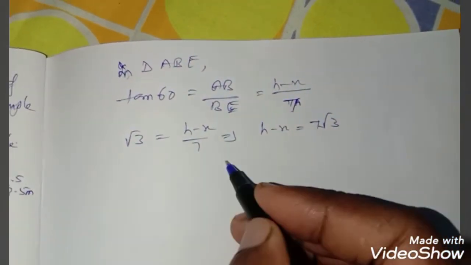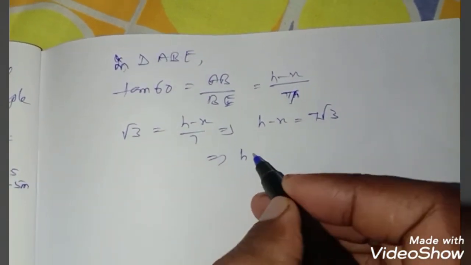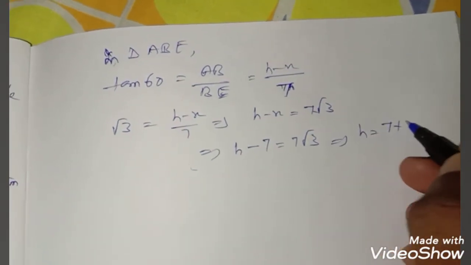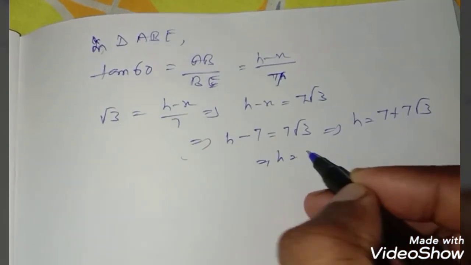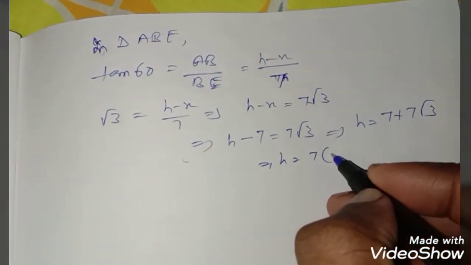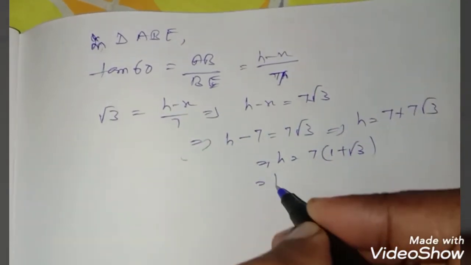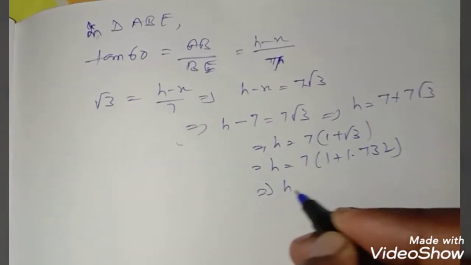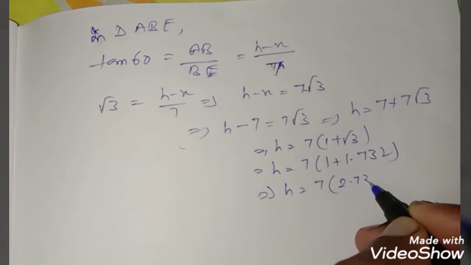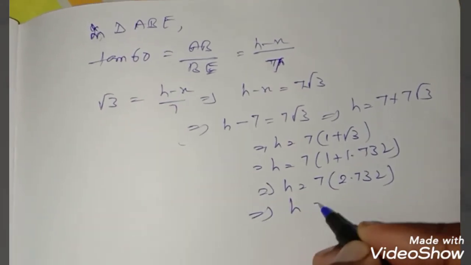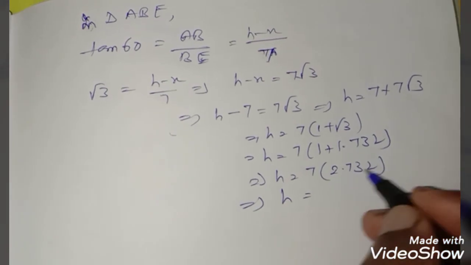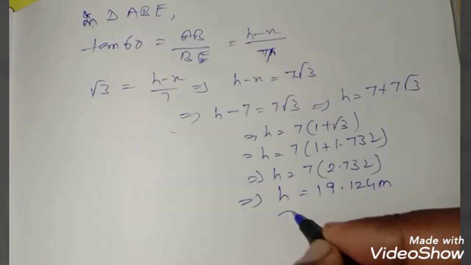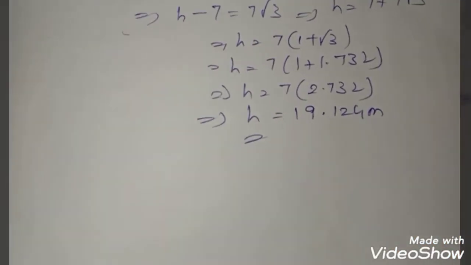Already we know what x is. So in the place of x you substitute 7, that is h minus 7 is equal to 7 root 3. Send this 7 here, you will get h is equal to 7 plus 7 root 3. So h is equal to, if I take 7 common, 7 into (1 plus root 3). As you know the root 3 value, that is 1 plus 1.732. Add these two values, h is equal to 7 into 2.732. Now if I multiply, h is equal to 19.124 meters, right?